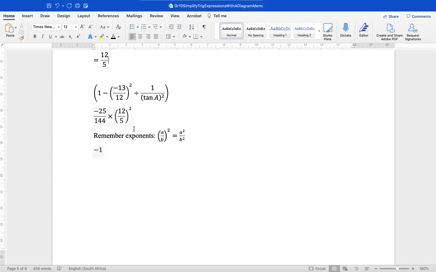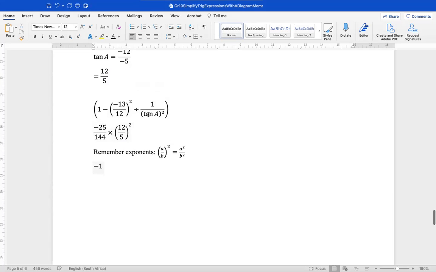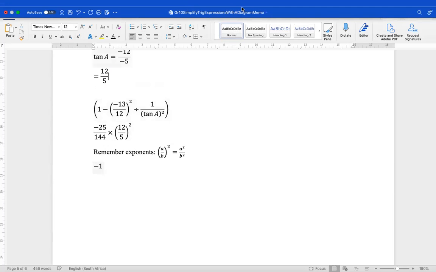Okay, and now you're squaring it, right? And then you tip and times. So divided by 1 over tan A squared means you're multiplying by tan A squared over 1. Tan A is 12 over 5, so it's 12 over 5 all squared.